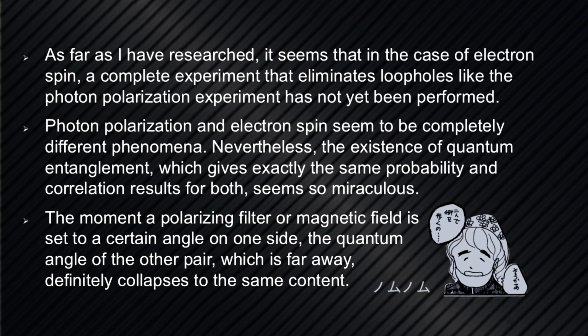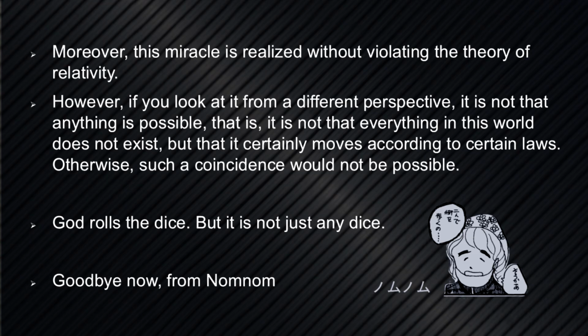Photon polarization and electron spin seem to be completely different phenomena. Nevertheless, the existence of quantum entanglement, which gives exactly the same probability and correlation results for both, seems so miraculous. The moment a polarizing filter or magnetic field is set to a certain angle on one side, the quantum angle of the other pair, which is far away, definitely collapses to the same content. Moreover, this miracle is realized without violating the theory of relativity.